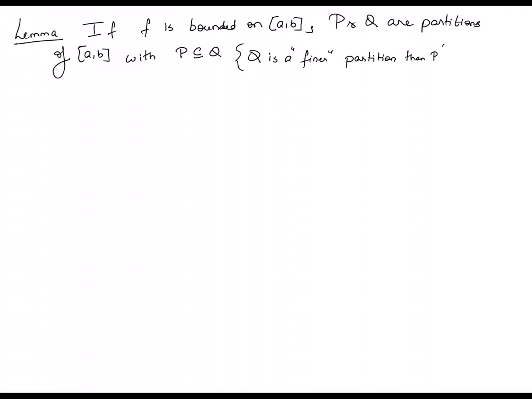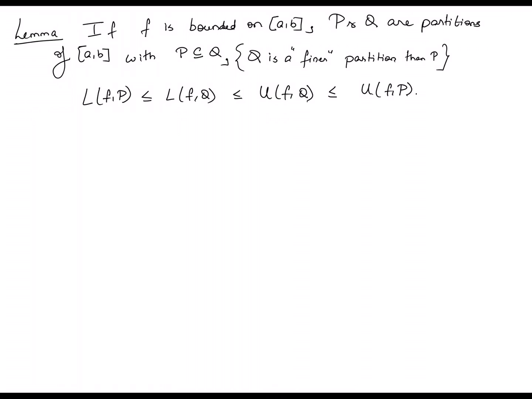Okay, so if all of this is true, then what can I say? The claim is that L(f,P) is less than or equal to L(f,Q), which in turn is less than or equal to U(f,Q), which is less than or equal to U(f,P).